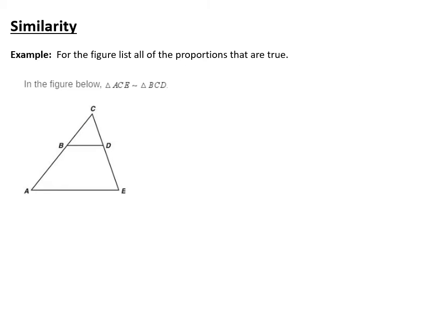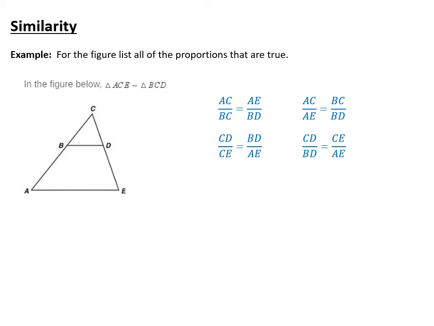For the figure, list all the proportions that are true. So we just need to start comparing sides. Well, we could compare side AC to BC, and that should be equivalent to AE over BD, because those are corresponding sides. We could have AC to AE, and then that would have to be BC to BD. We could have CD to CE, and that would mean BD to AE, because we're looking at similar sides. We could have CD to BD, and that would be CE to AE.